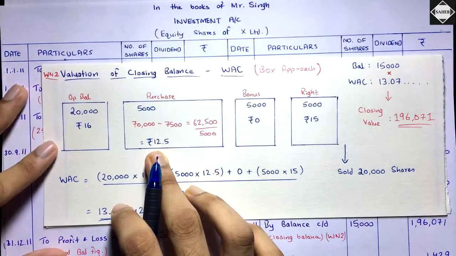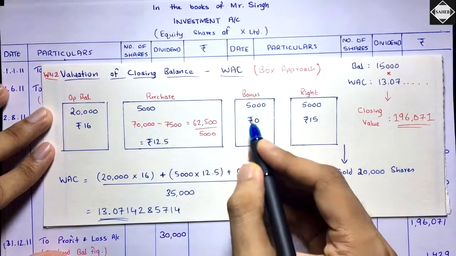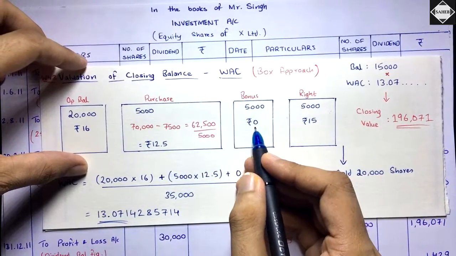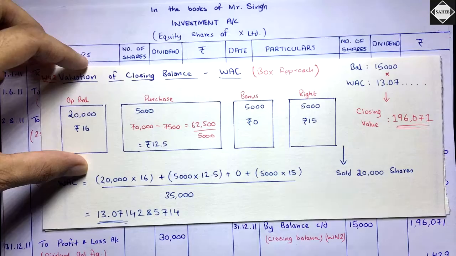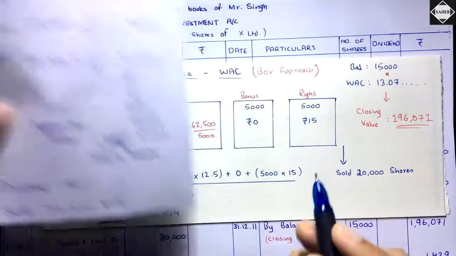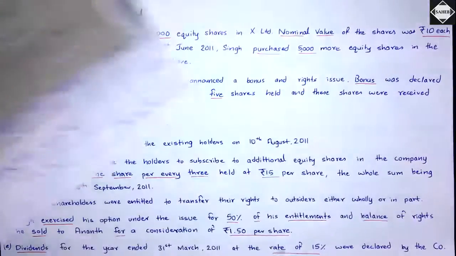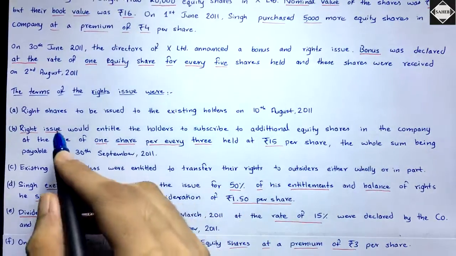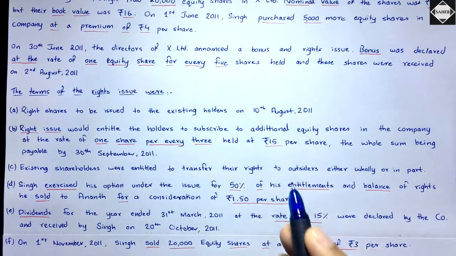Then bonus shares. Bonus shares didn't have any price, right? We got them for free, so the price is 0. No cost for that. Then for the rights shares, we paid rupees 15. See here in the question, rights issue, rupees 15 per share. Yes, rights shares are never for free.